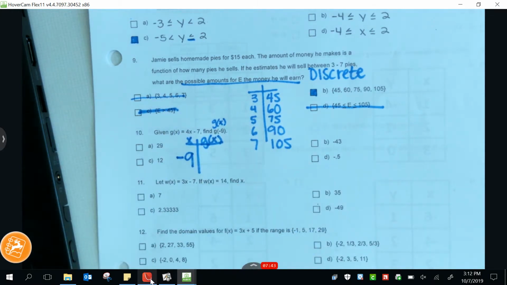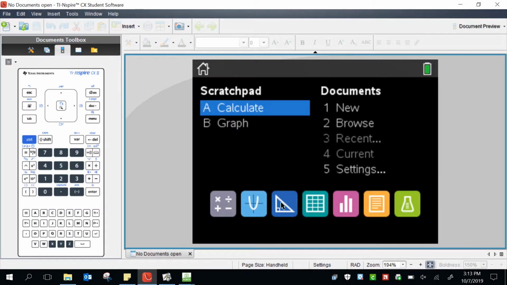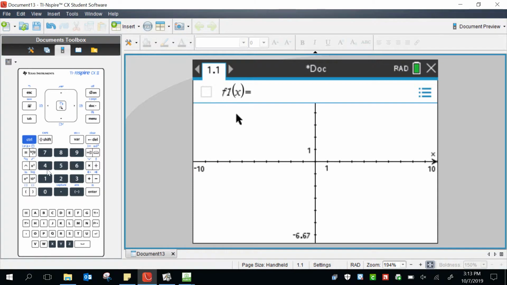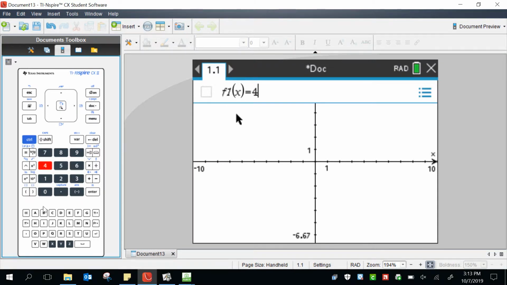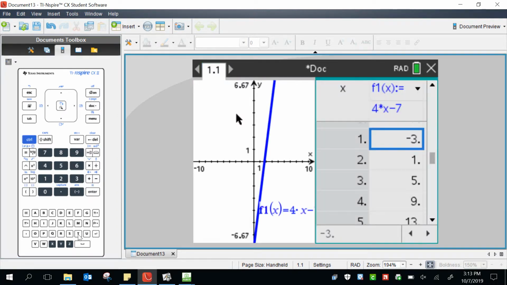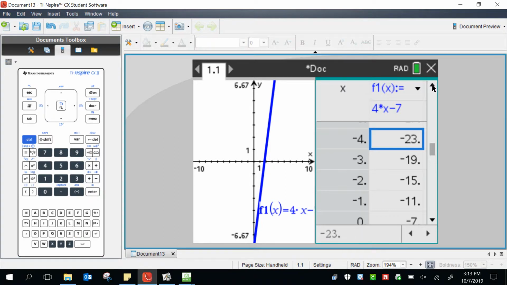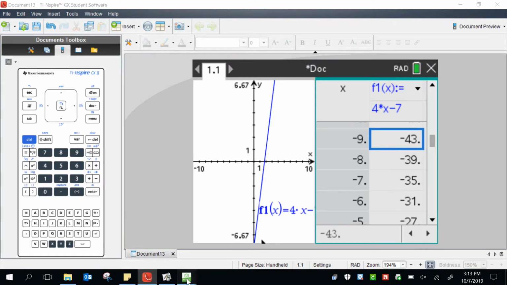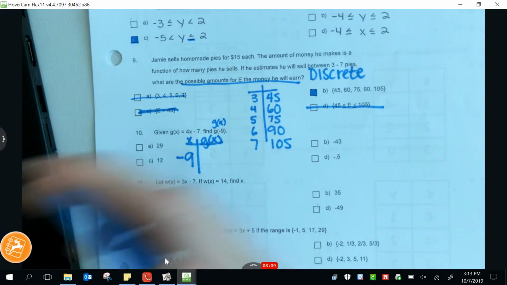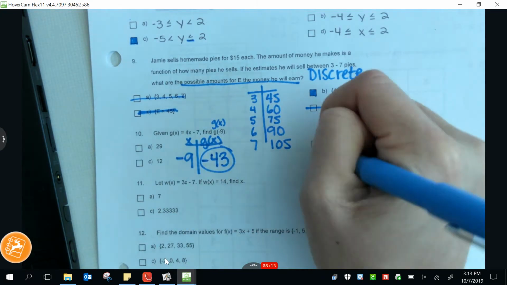So I prefer to use my calculator for this. So I go to my calculator. I have 4x minus 7. Hit enter, pull up the table by Control-T, and I'm just going to scroll till I find -9 as my X value. So -9 is my X, puts me at a Y value of -43, which would be B.